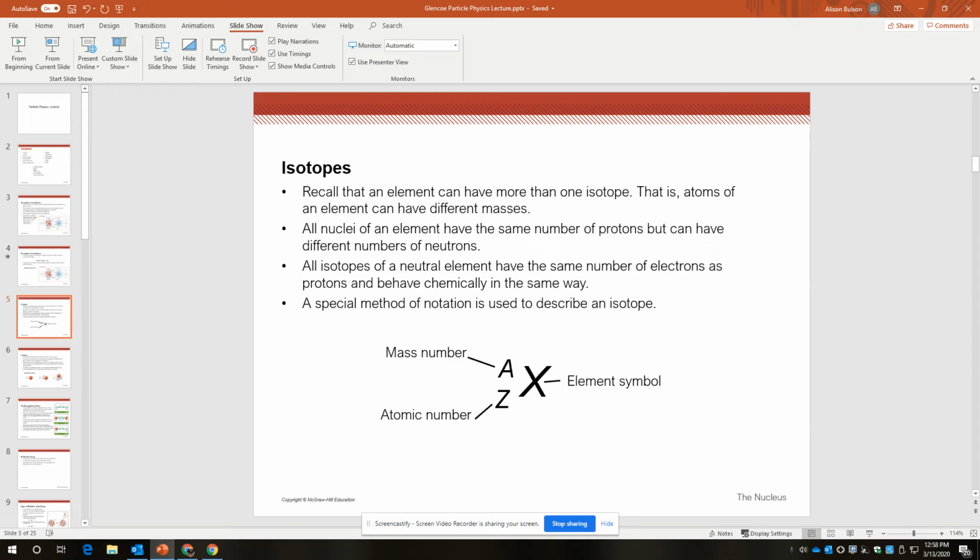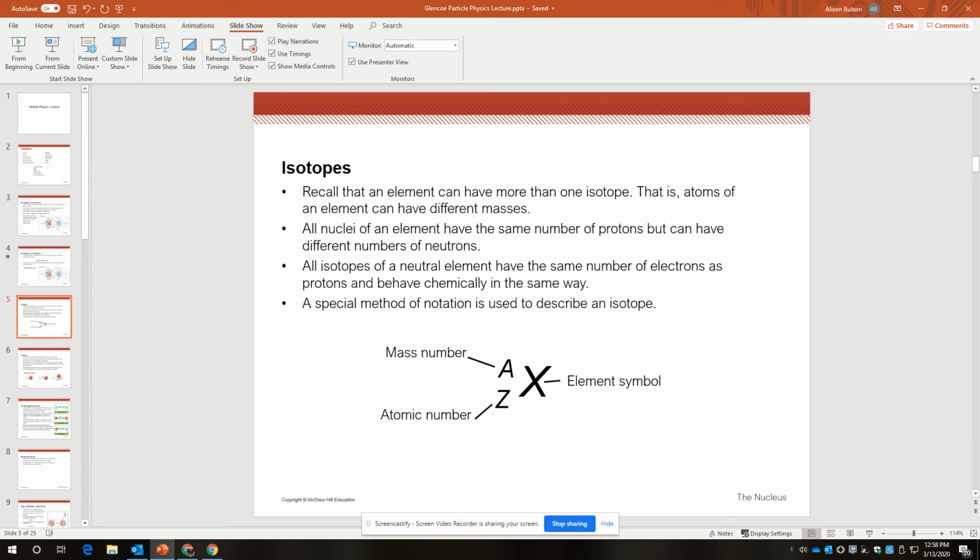However, nuclei of a particular element can actually have different numbers of neutrons. You can have the same number of protons and different numbers of neutrons and still have a stable or relatively stable nucleus. As I said, all isotopes of a neutral element have the same number of electrons as protons, and they behave chemically in the same way.